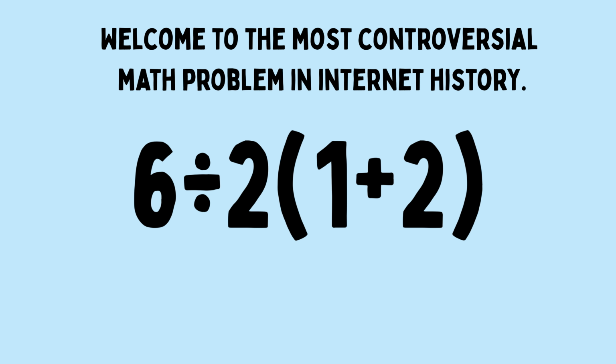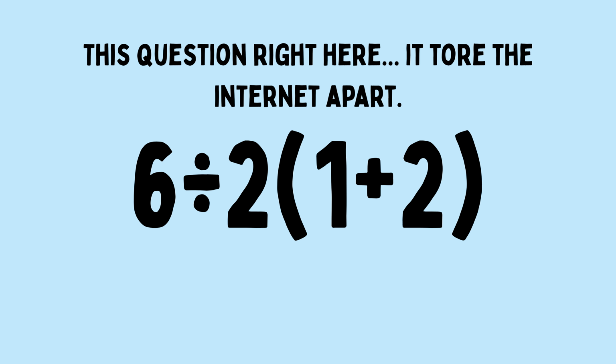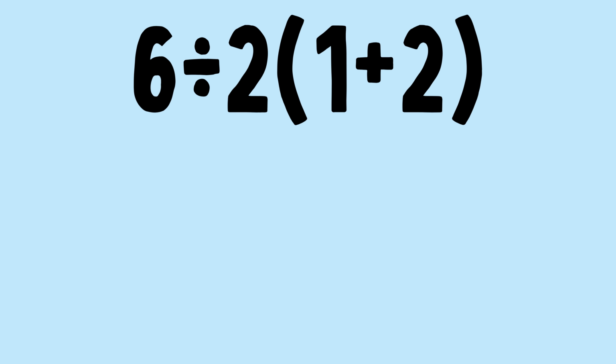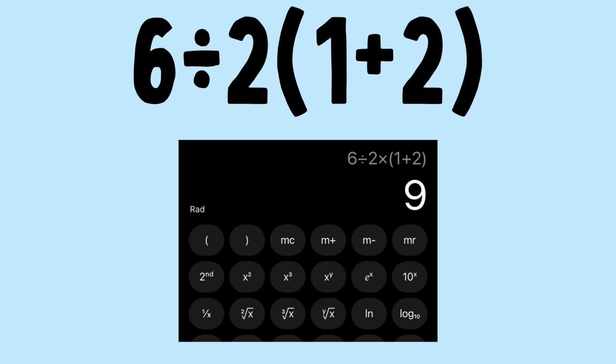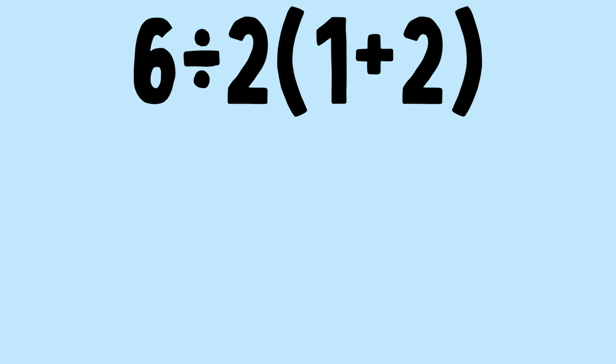Welcome to the most controversial math problem in internet history. This question right here, it tore the internet apart. Everyone is fighting over the answer. If you type this into a modern smartphone, the answer is 9. But if you use your grandpa's old calculator, the answer is 1. So who is right? Let me show you the truth.